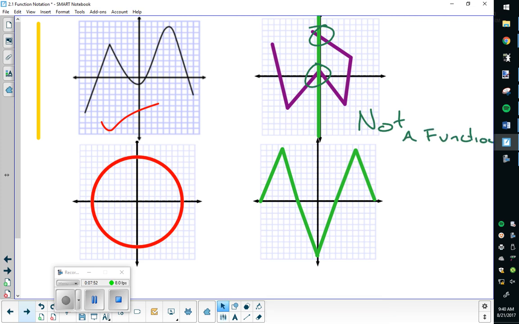Let's look at the next one. Tell me stop when I touch my graph in more than one spot. Stop, stop, stop. All of the places. Okay, it always is touching more than one dot. It is not a function.